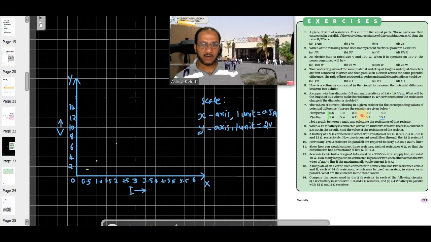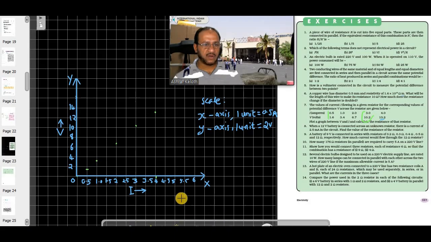3 ampere, how much? 10.2. So 3 ampere here, 10.2. A little above 10. This is 10, and for 3 ampere, 10.2 means very small, a little above 10. The last reading is 4 ampere, 13.2. The current is 4 ampere here. 13.2 means between 12 and 14 is 13, so 0.2 means a small movement. This is nearly 13.2.